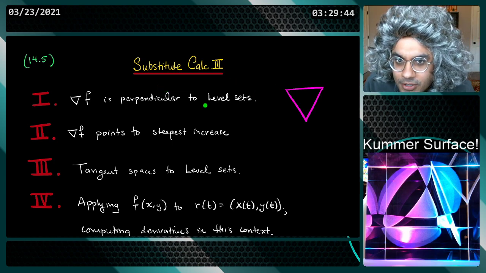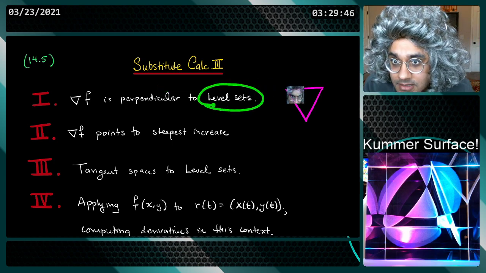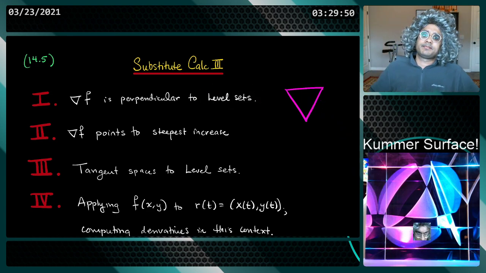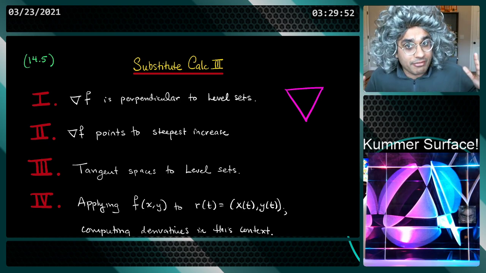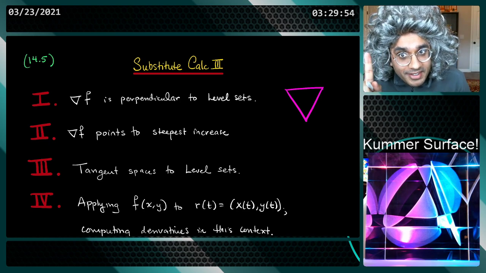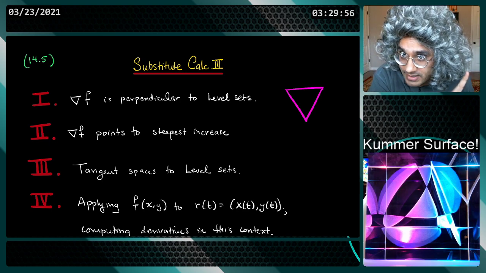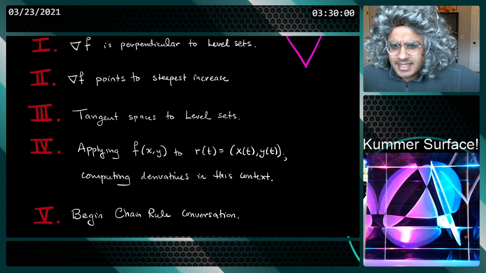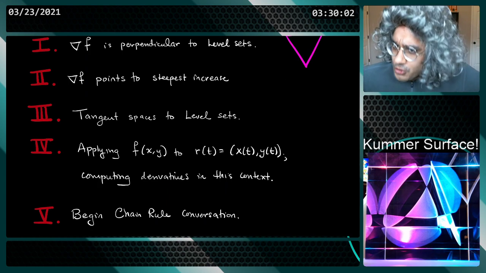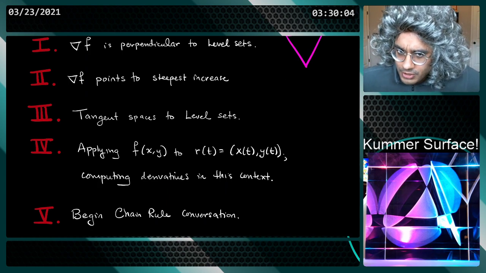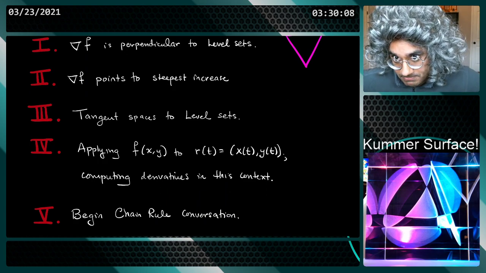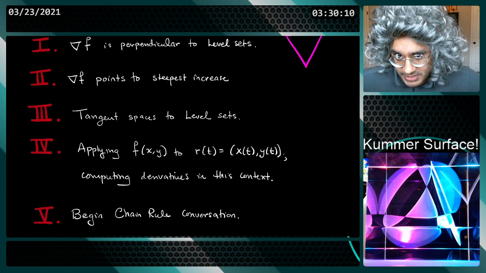It's perpendicular to the level sets of a function, not to the function's graph. What is a what? Next, number two. The gradient, in fact, not only is normal to the level curve, it points in the direction of increase. Best increase.